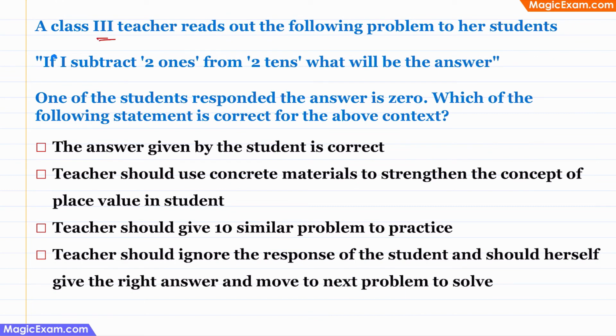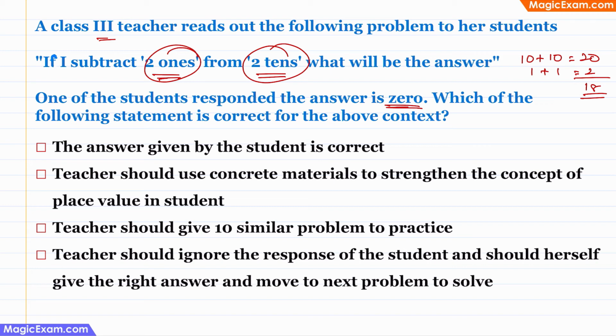A class 3 teacher reads out the following problem to her students. If I subtract 2 ones from 2 tens, what will be the answer? So 2 tens is 10 plus 10, that is 20, and 2 ones is 1 plus 1, that is 2. So if you subtract 2 ones from 2 tens, then you will get 18. Right? So the answer should be 18. One of the students responded that the answer is 0. Which of the following statements is correct in the above context?